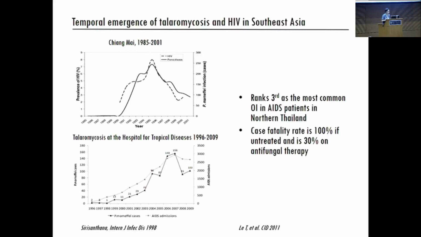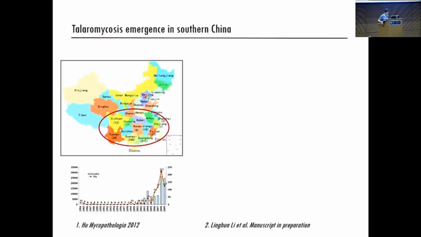But really, the disease didn't become prevalent until the HIV epidemic arrived. And as you can see, there is a very close temporal relationship between HIV and talaromycosis in northern Thailand and also in southern Vietnam. It quickly became the number 3 most common opportunistic infection in patients with advanced HIV. The case mortality rate is very high: without treatment, 100% mortality, and up to 30% with antifungal therapy.